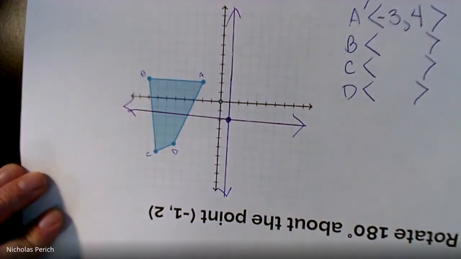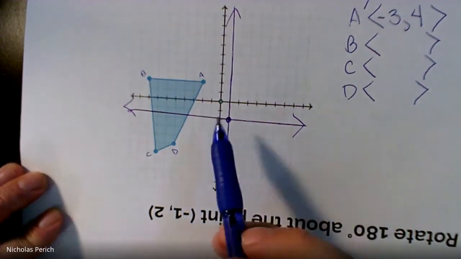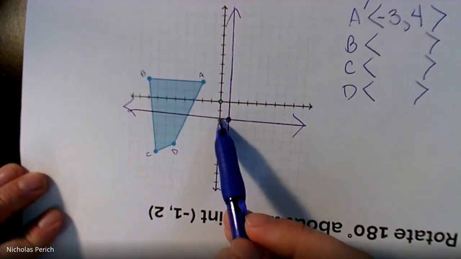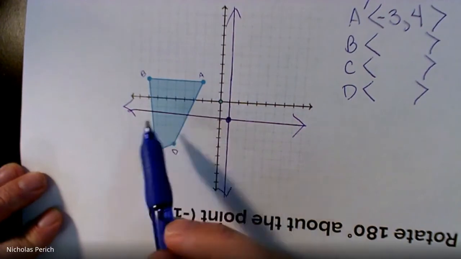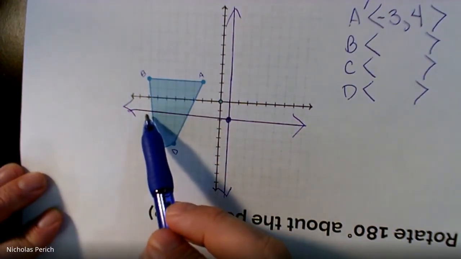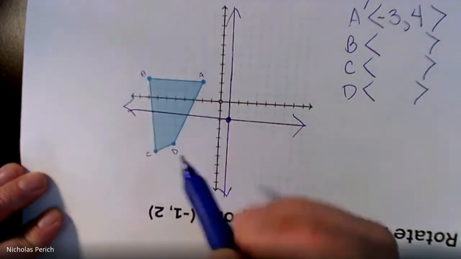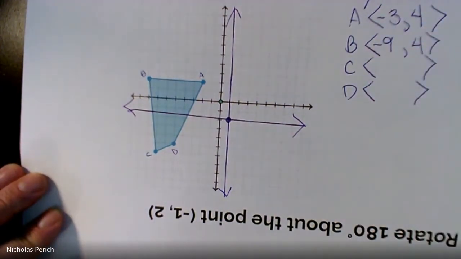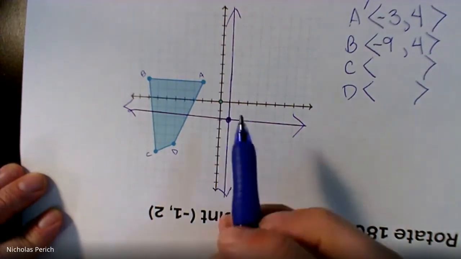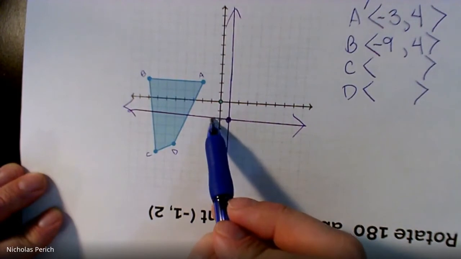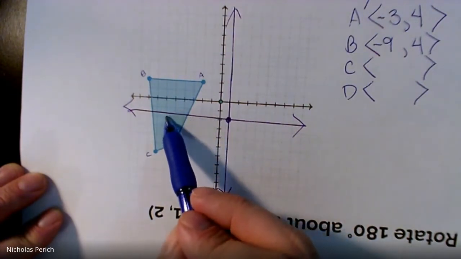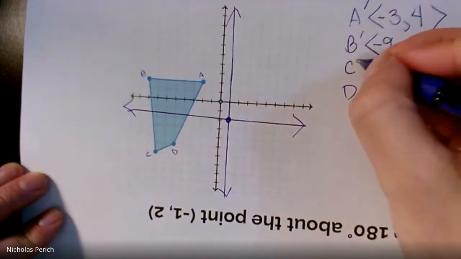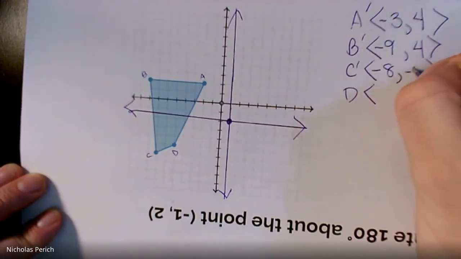That does not mean my new point's going to be negative 3, 4. It won't be. So I'm traveling to go to B. I'm again traveling from this point right here, and I'm going left 1, 2, 3, 4, 5, 6, 7, 8, 9, up 1, 2, 3, 4. So I went left 9, up 4. The way I get to C is I go left 1, 2, 3, 4, 5, 6, 7, 8, and I go down 1, 2, 3, 4. So the way I get to C, well, I'll call it C prime, was left 8, down 4.